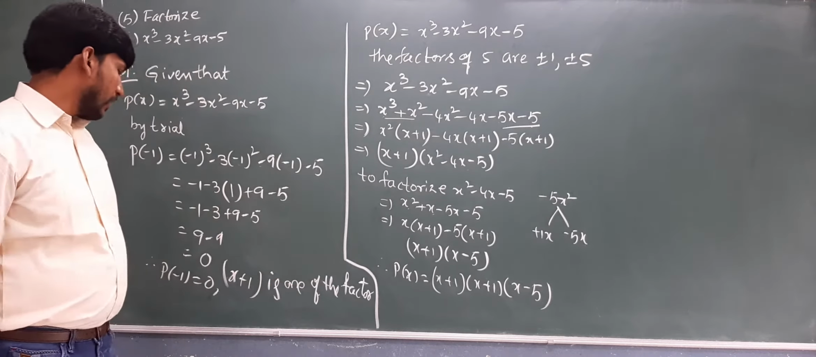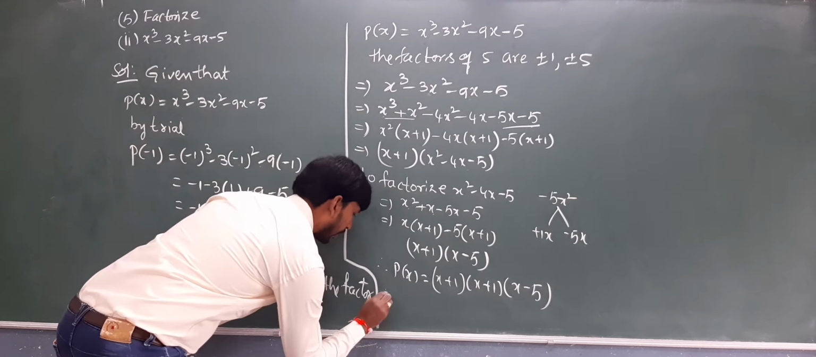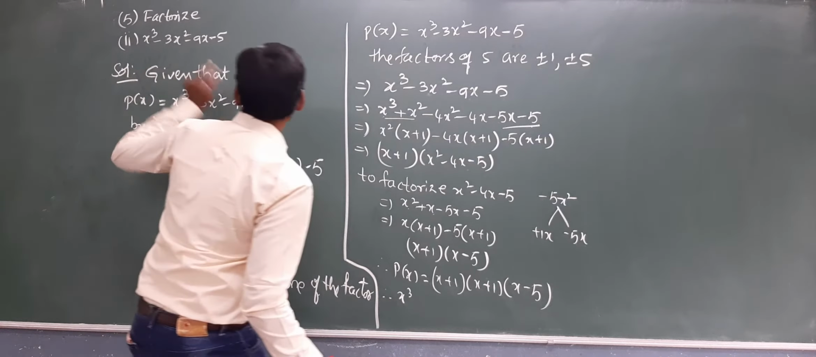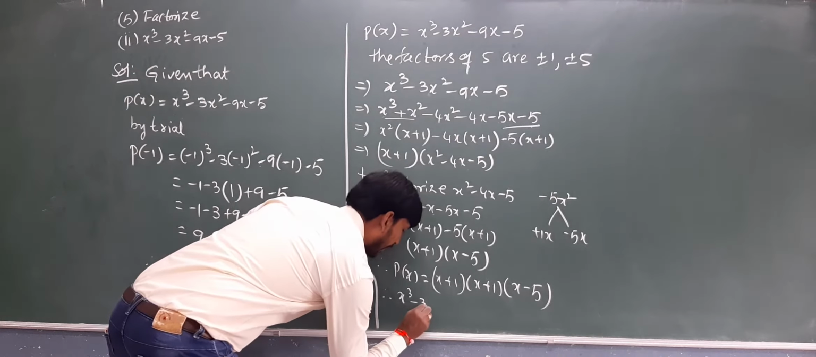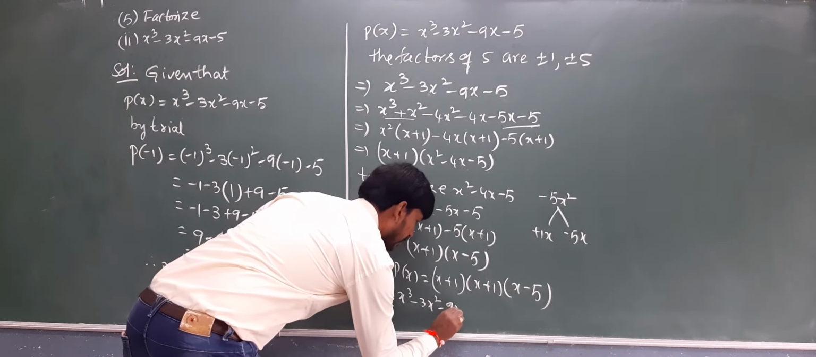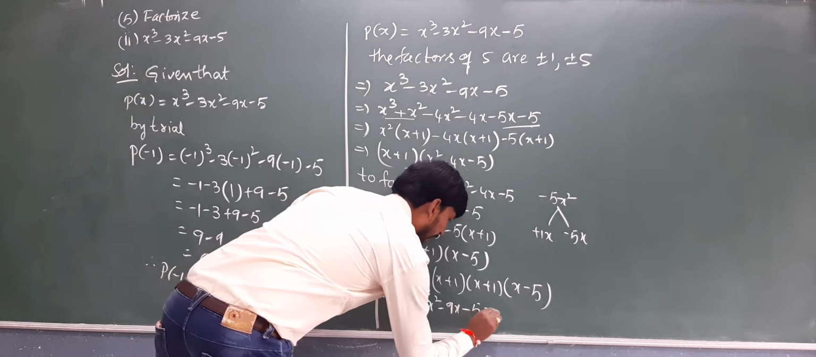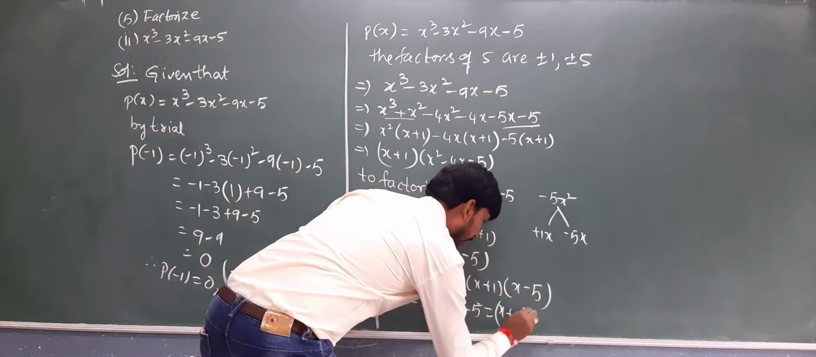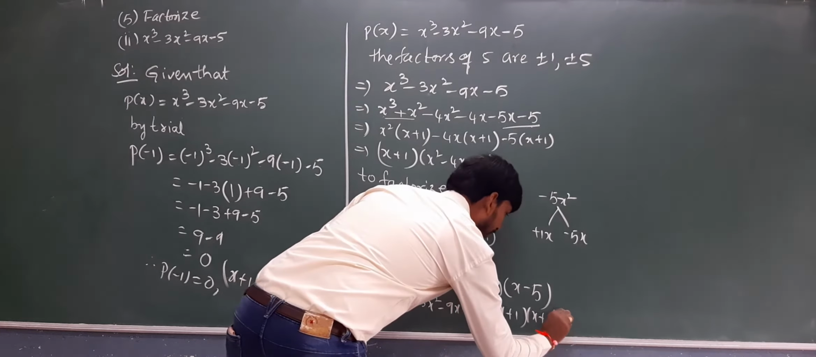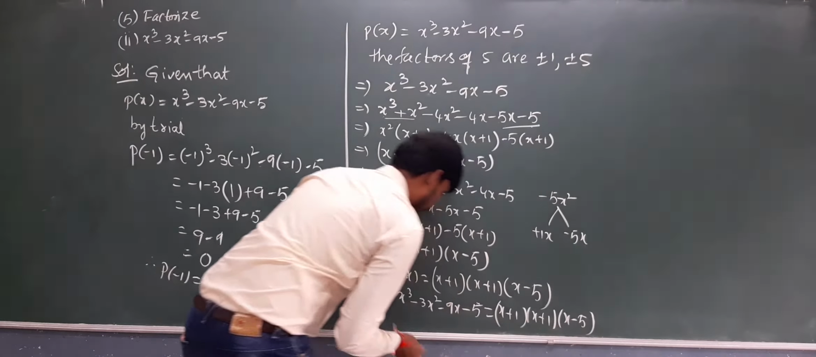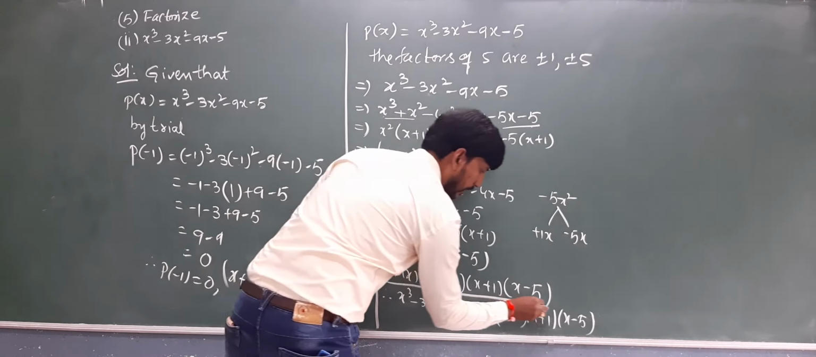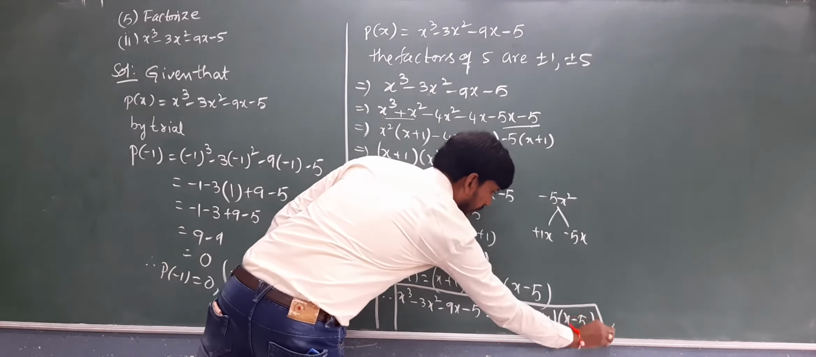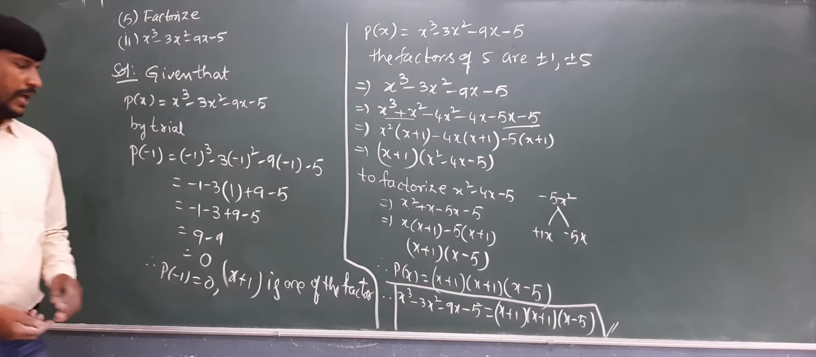So you please write on the right side. Therefore the given polynomial x cube minus 3x square minus 9x minus 5 can be written as x plus 1 into x plus 1 into x minus 5. Clear? This is your answer. Right, my dears? These are the factors of the given question. Clear, my dears, everyone? I hope you understood that.